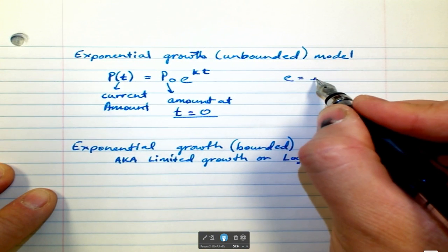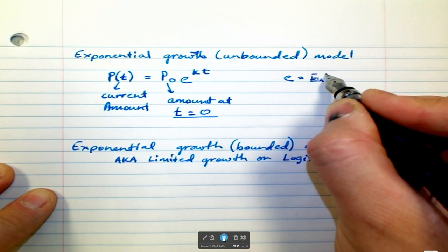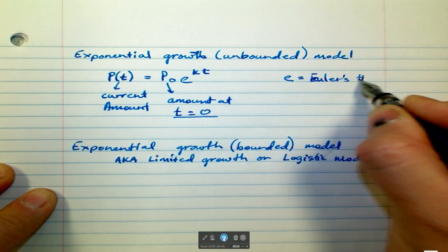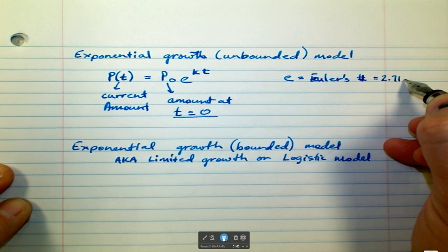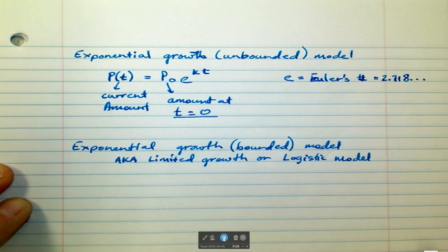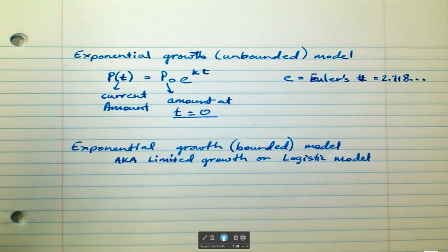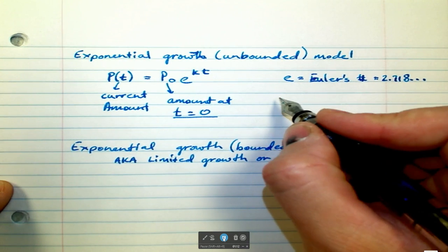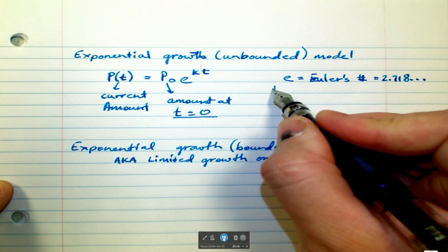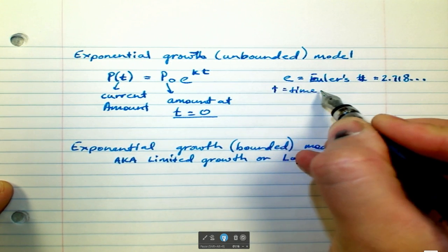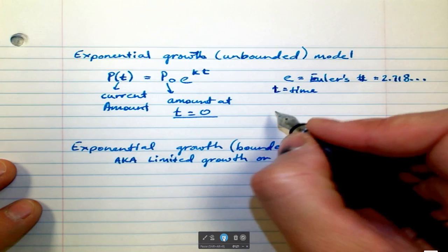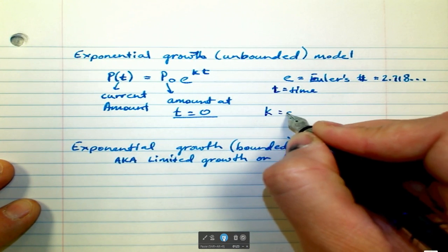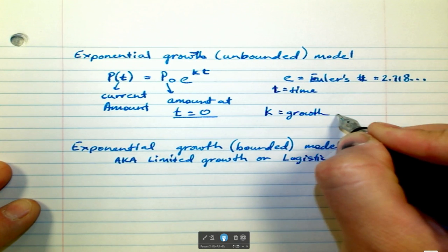E is Euler's number. And Euler's number is a constant. It's 2.718, and I'll put ... because it keeps going forever and ever and ever. And we're going to use the E key on our calculator for that. T, of course, is time. And that could be in months, it could be in years, it could be in whatever is defined in the problem. And then K is our growth rate.